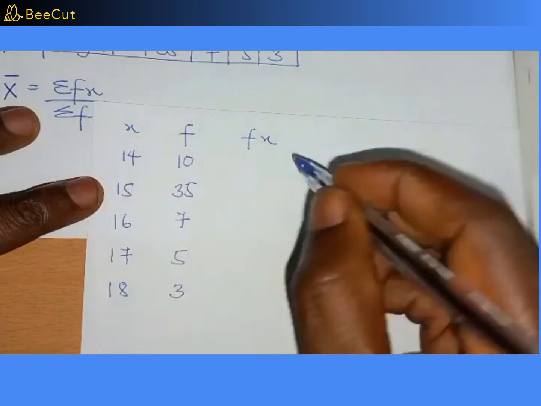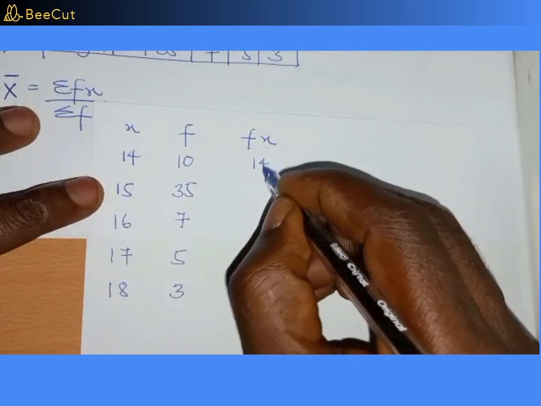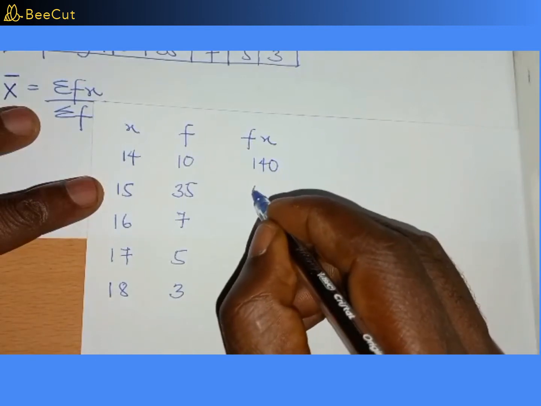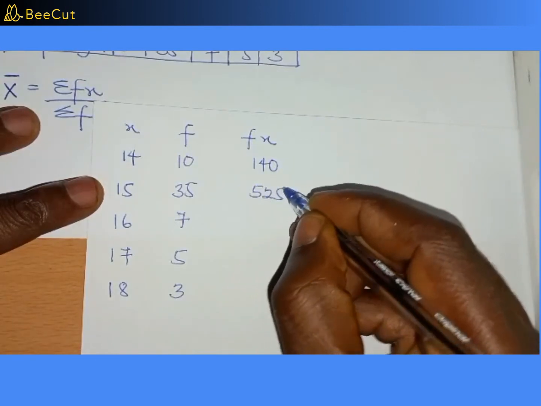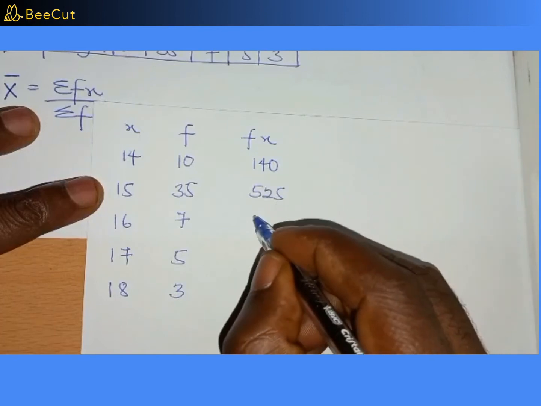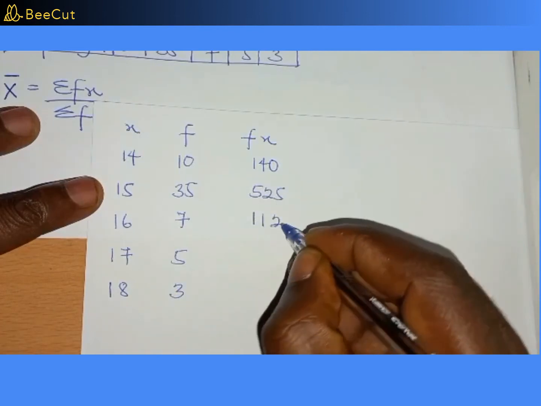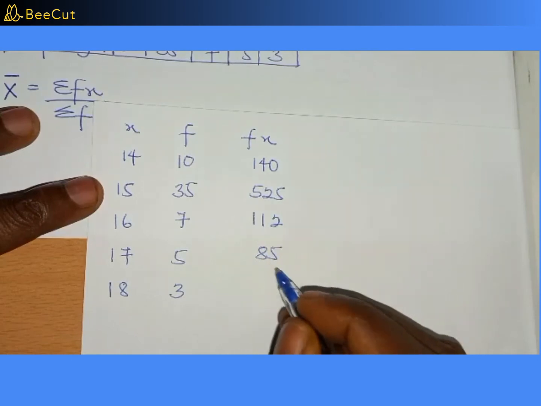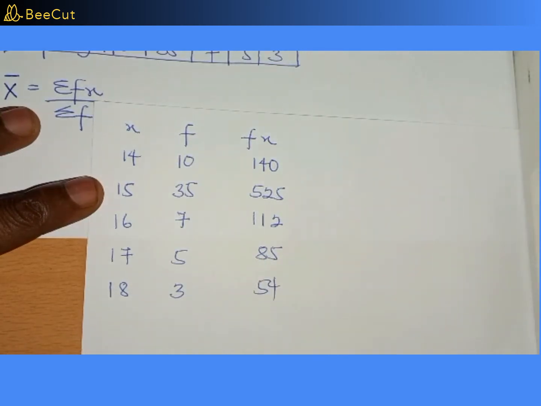So 14 times 10, I'm going to have 140 for the fx. I'm going to have 525. I'm going to have 112. I'm going to have 85, and then I'll be having 54.